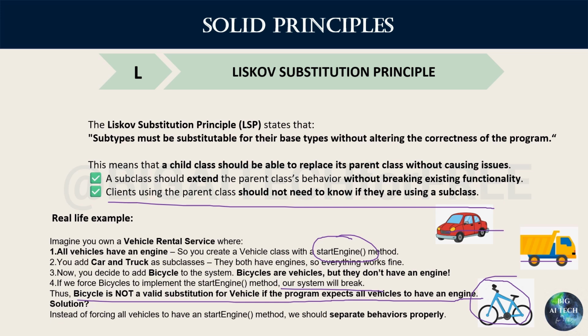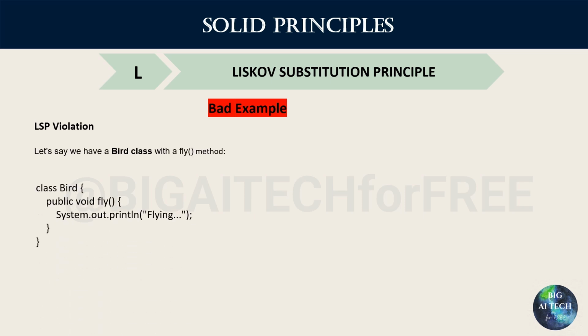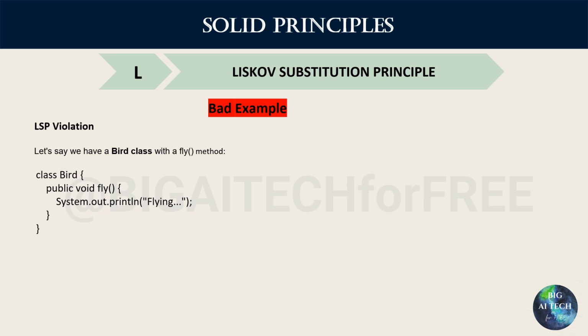Instead of forcing all vehicles to have a start engine method, we should separate the behaviors properly. I'll show you that example. As usual, I'll show you first the violation. Let's say we have a bird class with a fly method, right? So here we have a bird. We assume all birds can fly and we are adding the method fly for all the birds.